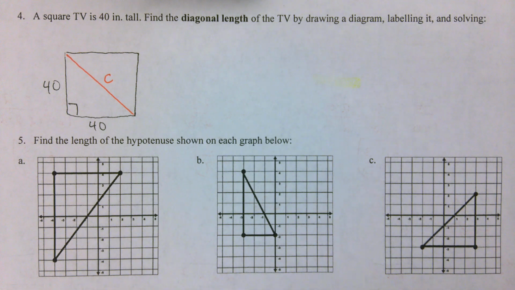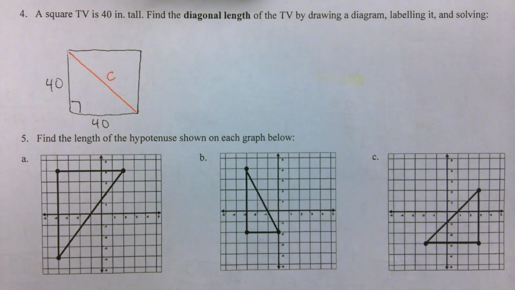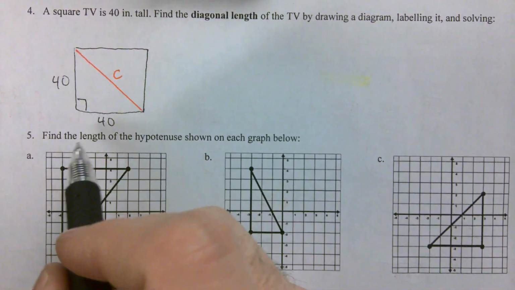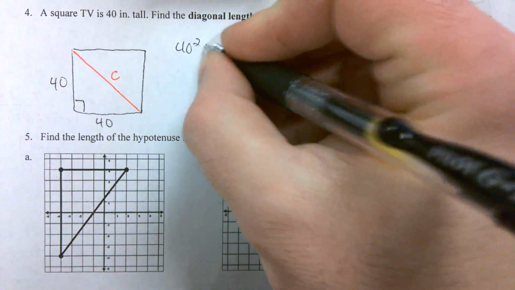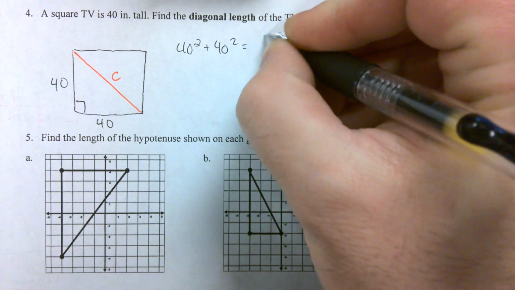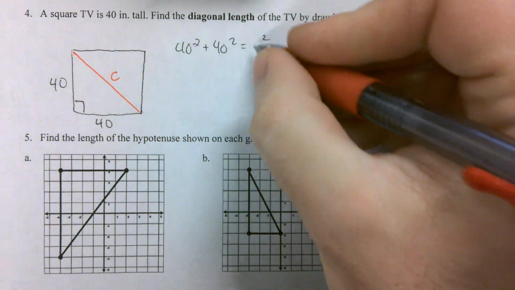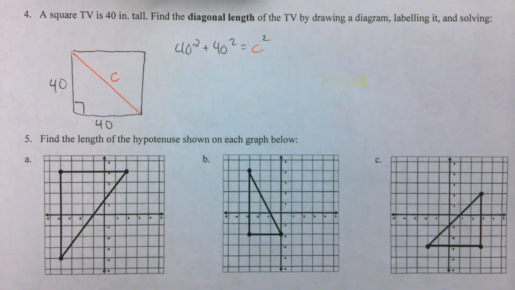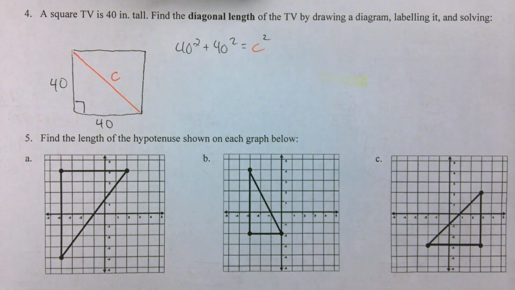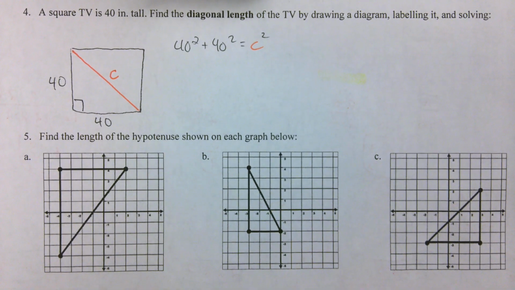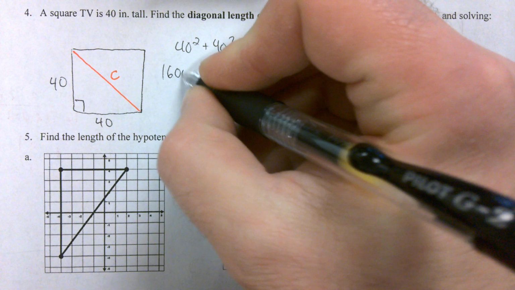Let's go through number 4. So, most of us got it done. I got a square TV, 40 inches tall. That means it's also 40 inches wide. I'm going to set up my Pythagorean theorem. 40 squared plus 40 squared equals c squared. What is 40 squared? Anybody? 1600.